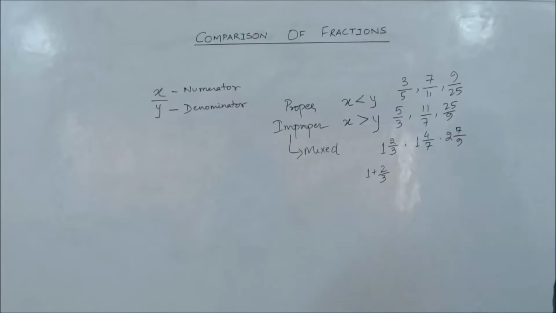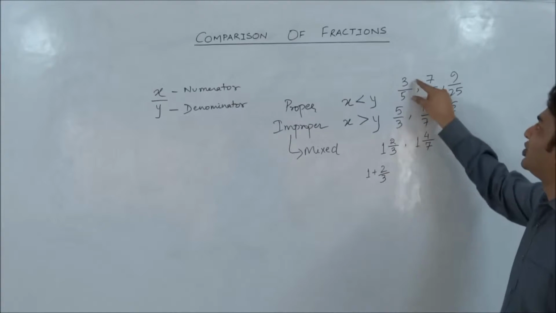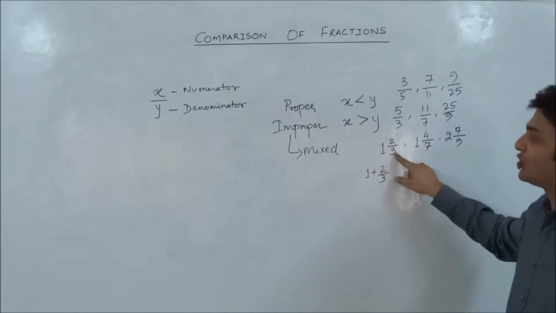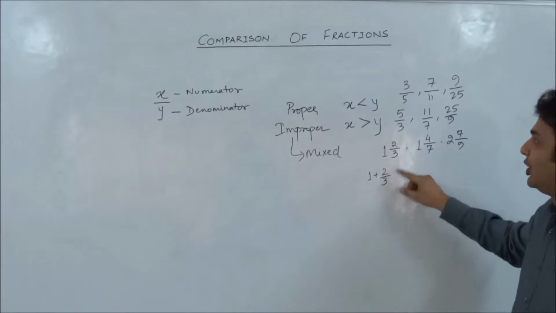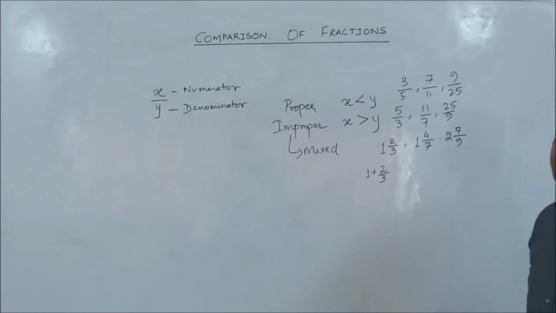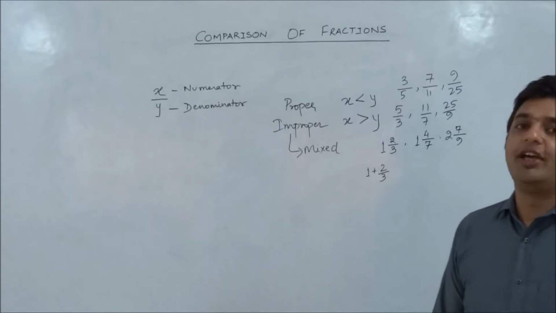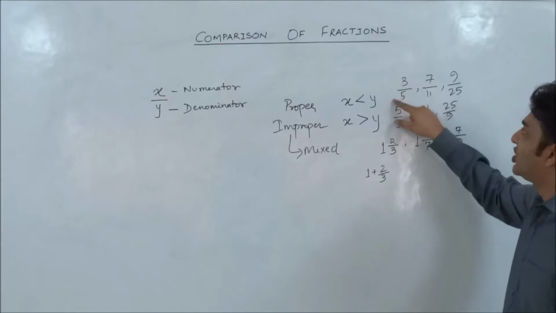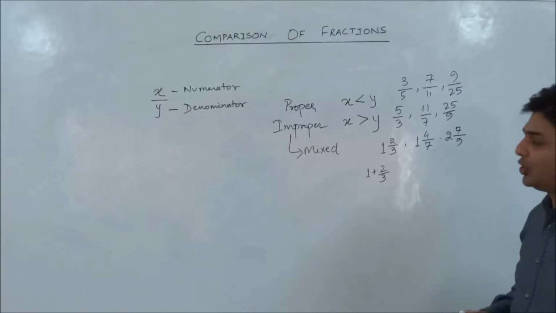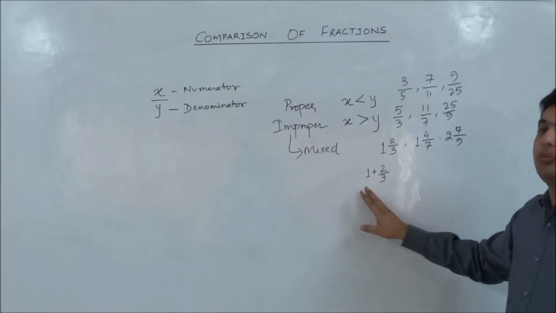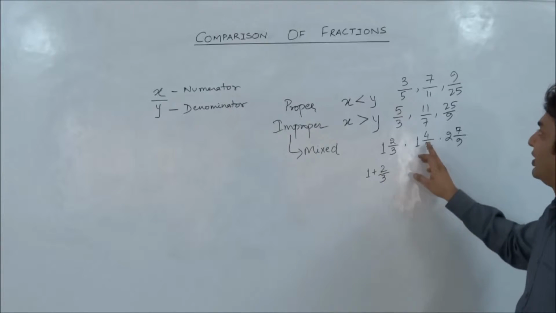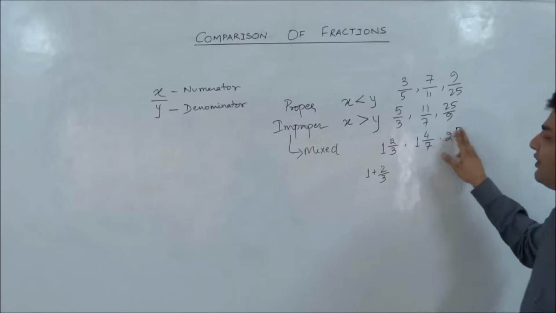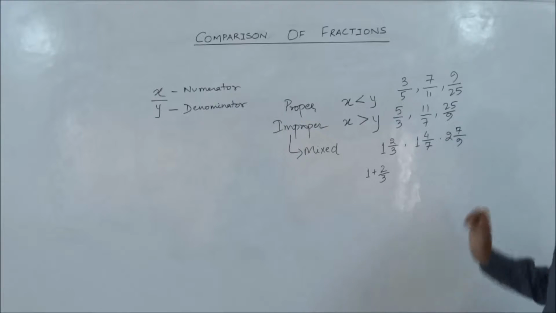Now let's analyze this further. Now this is a proper fraction. A mixed fraction has an integer part along with a proper fraction part, because the remainder is always going to be less than the denominator. So we have an integer part and a proper fraction part. The value of a proper fraction is always less than 1 but greater than 0. The value of 1 plus 2 by 3 is going to be between 1 and 2. The value of 1 4 by 7 is also going to be between 1 and 2. However, the value of 2 7 by 9 is going to be between 2 and 3.